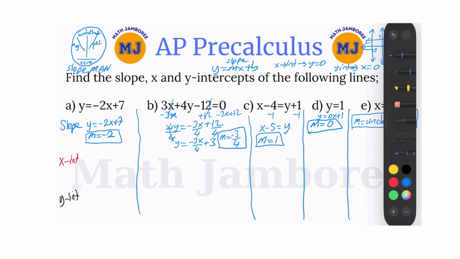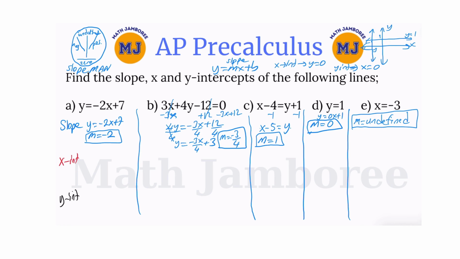Alright, let's change the color to red now to find the x-intercepts of these. To find the x-intercepts, what do we do? We give 0 to y. So in the equation, 0 is equal to negative 2x plus 7. Take away 7. So negative 7 is equal to negative 2x. Divide both sides by negative 2. Then our x-intercept will be 7 over 2. So x is 7 over 2.